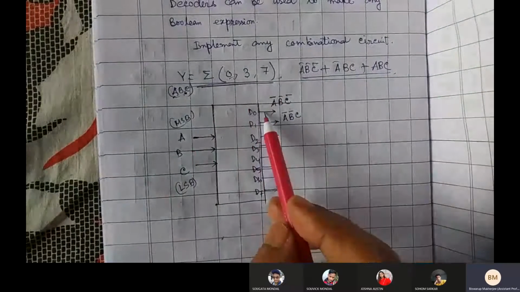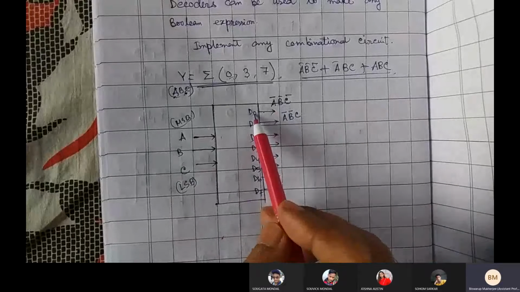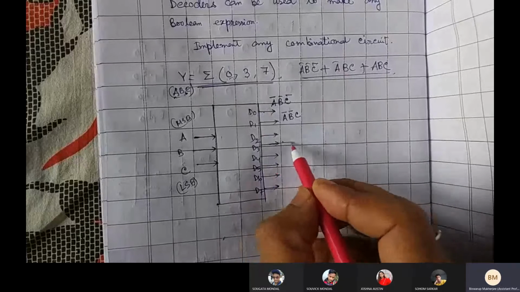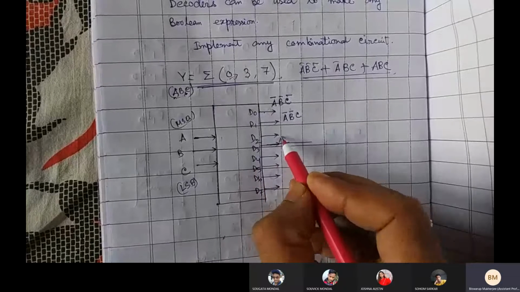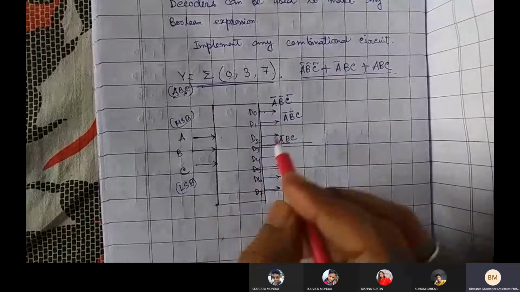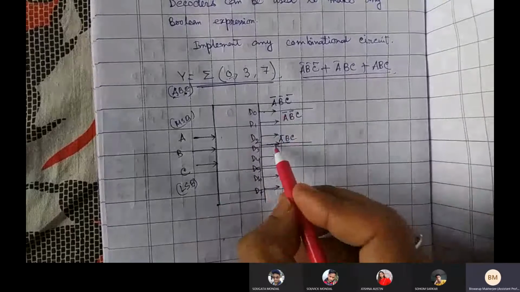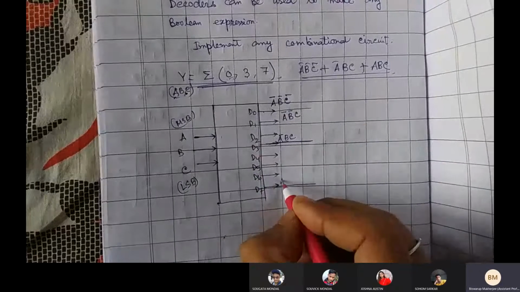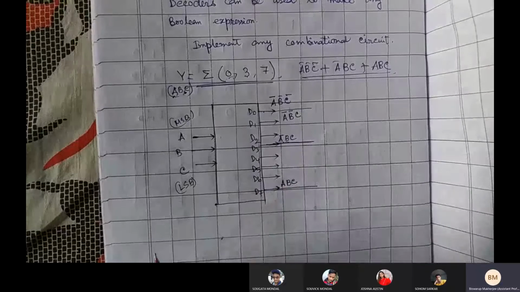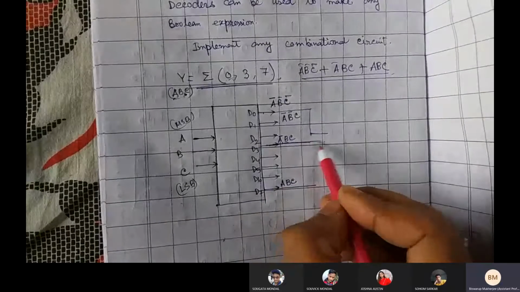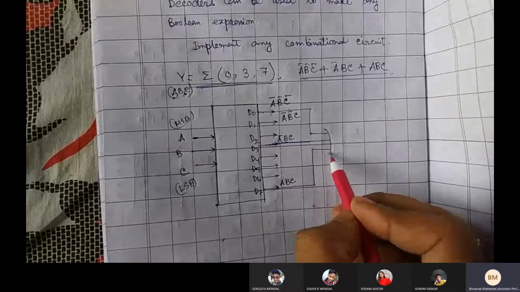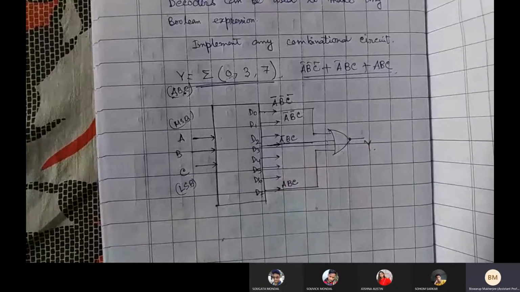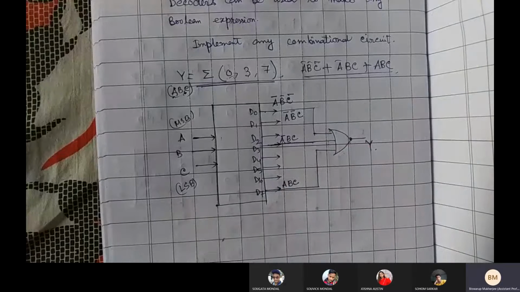And we know that A bar, B bar, C bar is D0. A bar B C comes from D3, so that is your A bar B C. And the last one, ABC, should come out from D7. Now, if we just make one OR operation between these three, what will happen? We'll find Y. We can directly get Y from here. We can easily find Y.